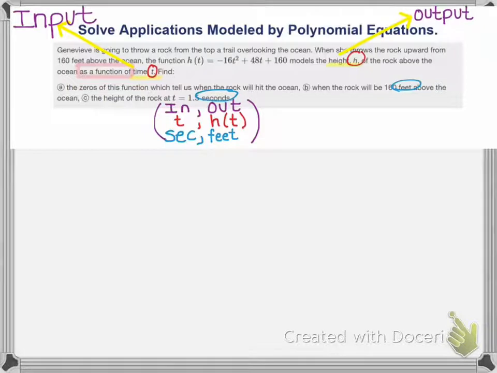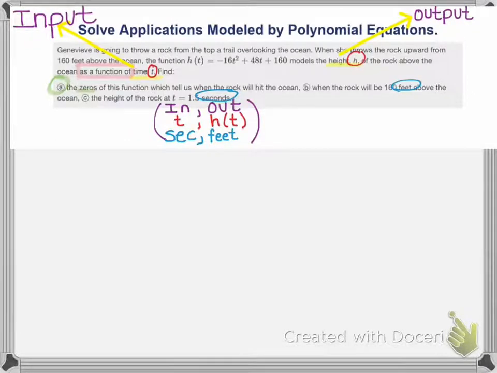So when I have an ordered pair from this function with actual numbers, I know that the first number of the ordered pair tells me the time, or the seconds, and the second number of the ordered pair tells me how high the rock is at that point in time. So it's an ordered pair that tells me when we are looking at that rock and how high that rock is.